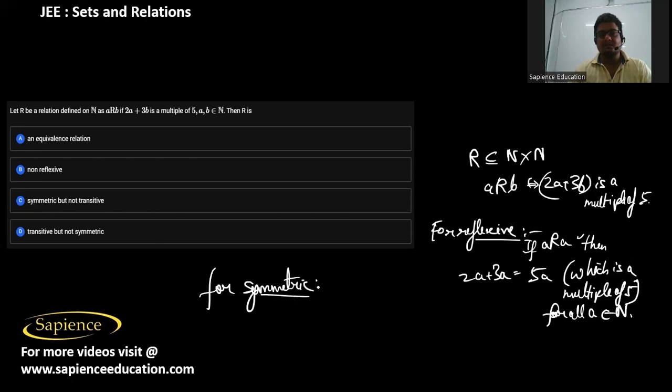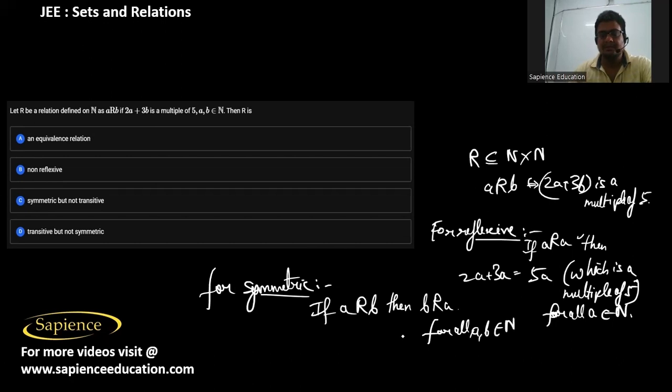For symmetric we should have that if A is related to B, then B also should be related to A for all A, B belongs to N. Then only we can tell that R is a symmetric relation. So now, let us check whether this is true.